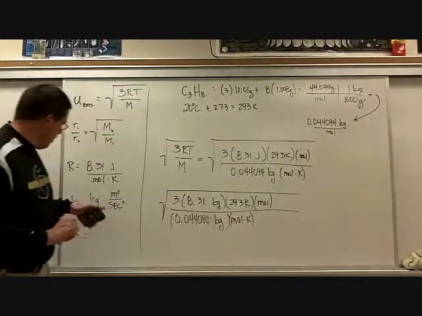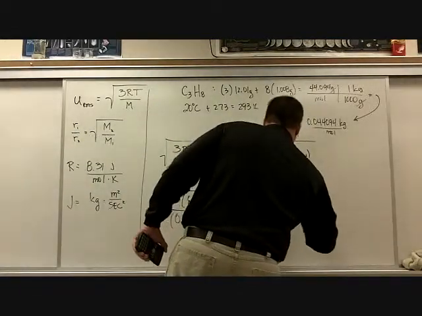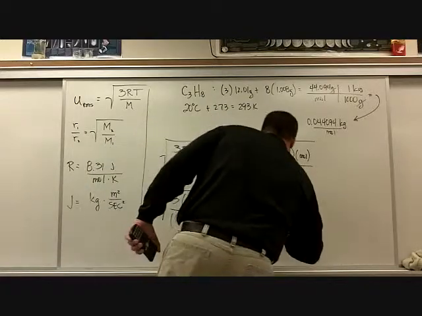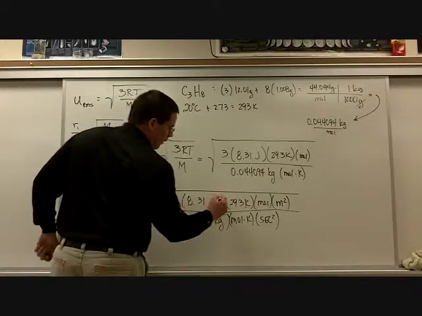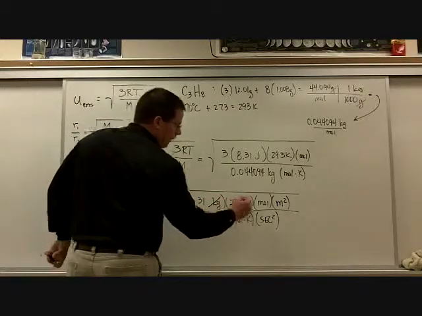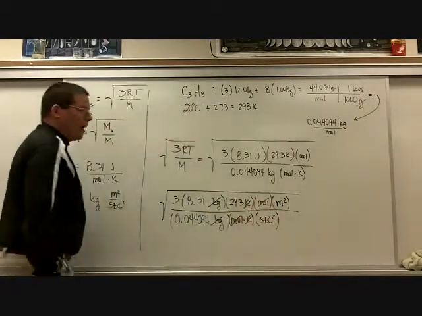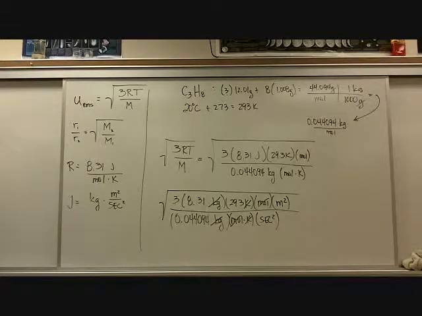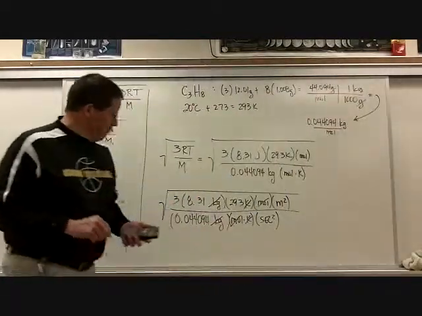And so now I'm going to put my meters squared on top and my second squared on the bottom. So now when we look at these units, we can cancel out kilograms, we can cancel out Kelvin, we can cancel out mole. What unit remains there? Meter squared over second squared, which is a good thing to have, because when we type all this in, let me do that real quickly here.